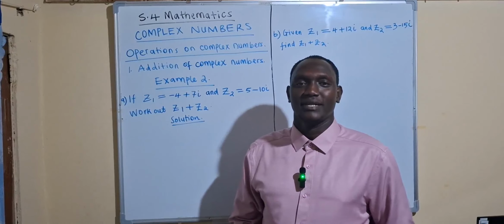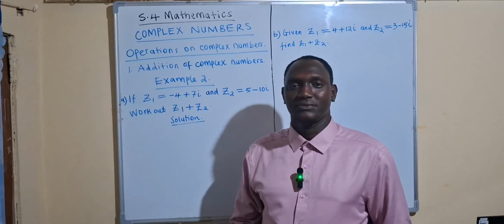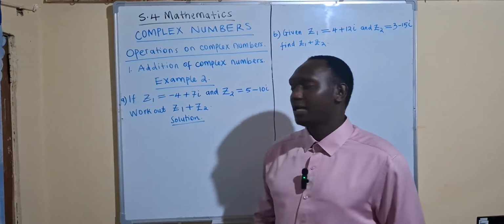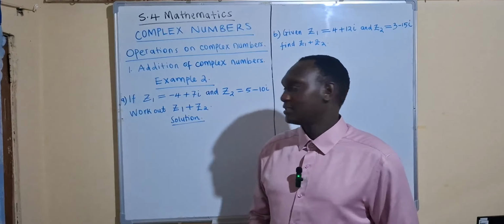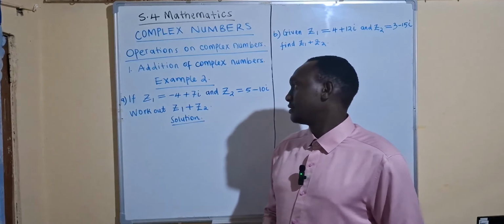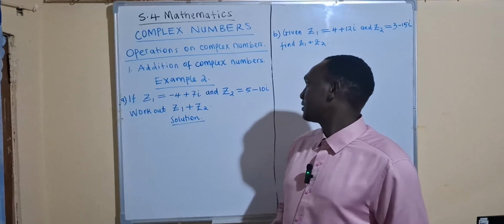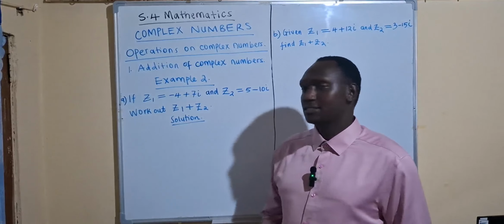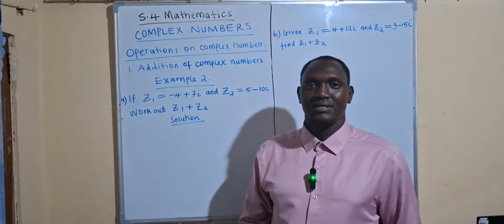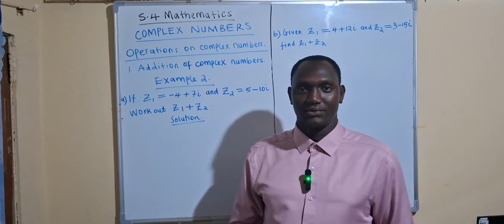We are looking at complex numbers and we are now on operations of complex numbers. We have started with addition of complex numbers. Example 2 says that if z1 is negative 4 plus 7i and z2 is 5 minus 10i, work out z1 plus z2. Pause the video and try it out. Then you come back and we continue together.